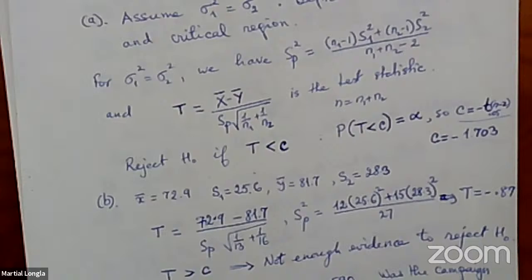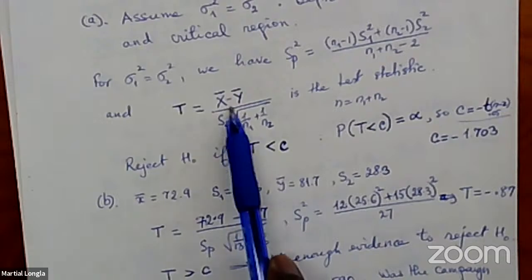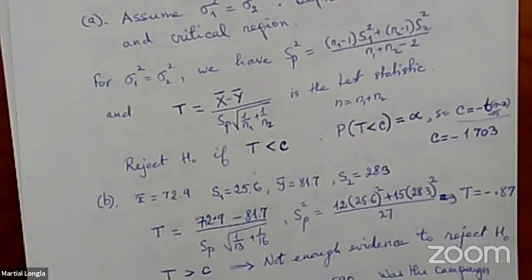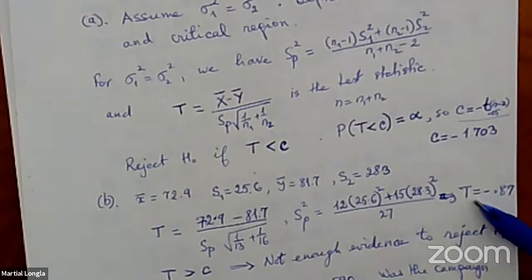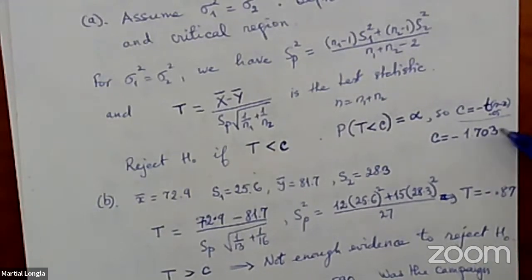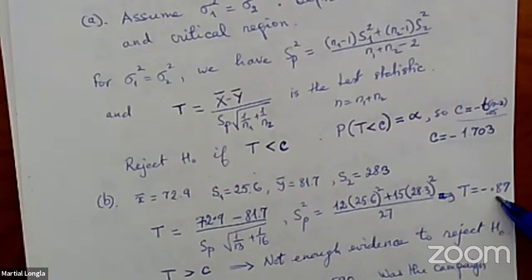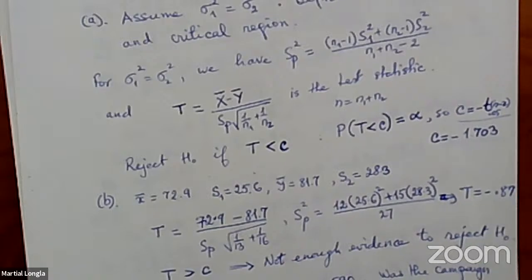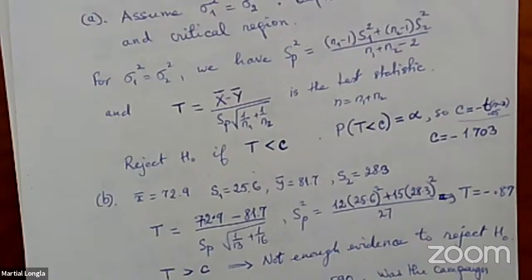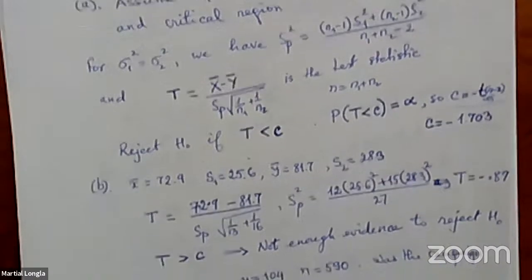Now in part B, they gave you the data. So that is x bar, y bar, s1, s2. So you need to plug them into the formula to get what the t statistic is equal to. You get t equal negative 0.87, and that is compared to c. Your rejection rule is you reject if t is less than c. Unfortunately, in this case, t is larger than c. So you cannot reject H naught. You don't have enough evidence to reject H naught.